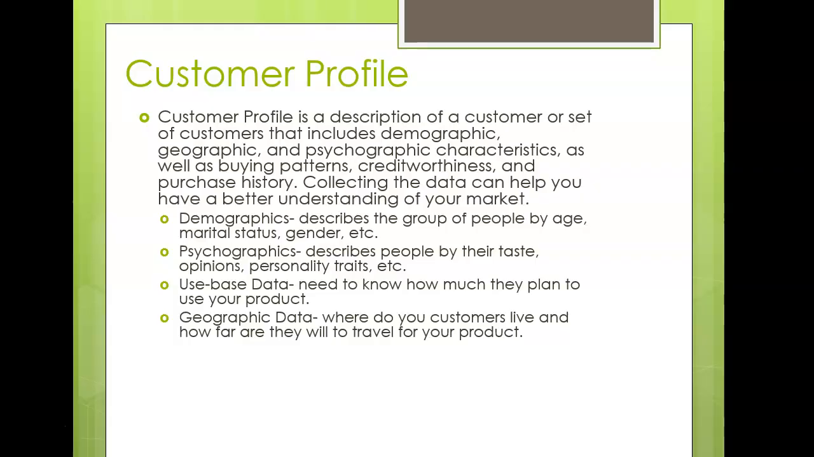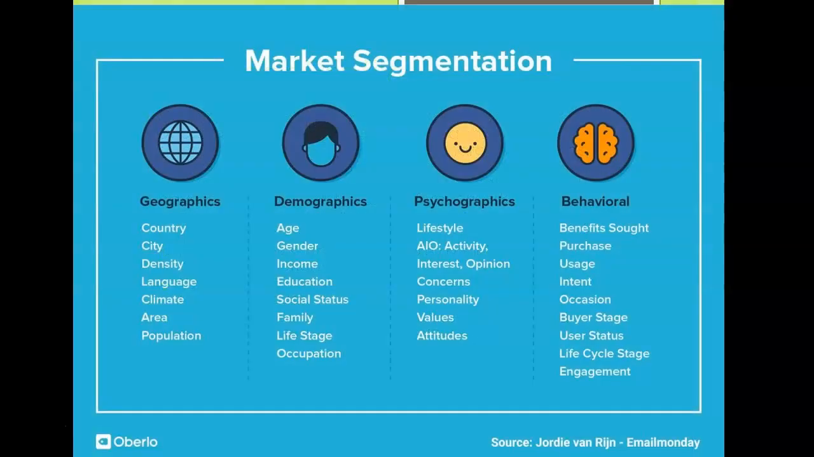All right, let's keep going. Here is another look at market segments and all the categories and information you can find about them. So, geographics is everything from the country they live in to whether they're in a densely populated city or a suburban area that might be more rural, and what the population of that area is, and so forth.